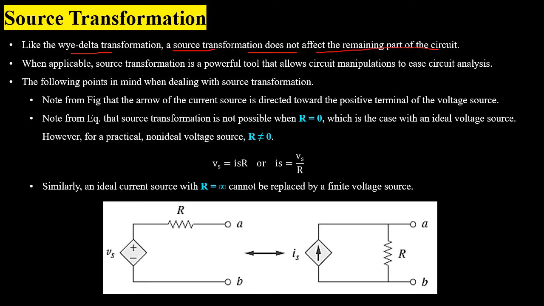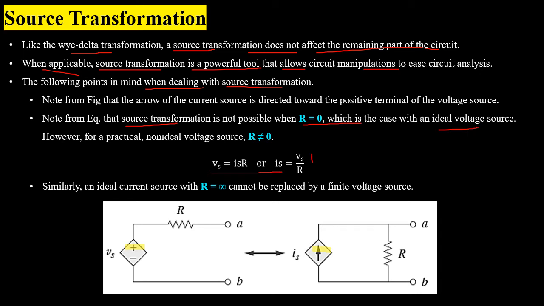When applicable, the source transformation is a powerful technique which allows us to manipulate the circuit to make our analysis easy. However, we should keep the following points in mind while dealing with source transformation. If you look at the figure, the arrow of the current source is directed toward the positive terminal of the voltage source, and if you look at the transformation equation, source transformation is not possible when resistance R is equal to 0, which is the case with an ideal voltage source.